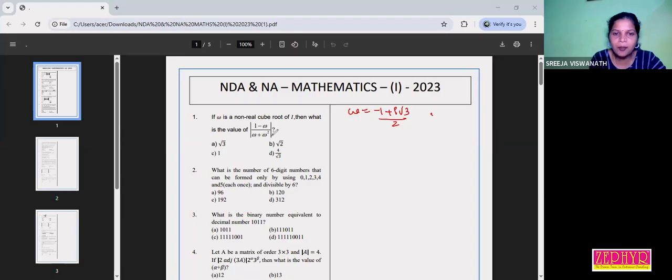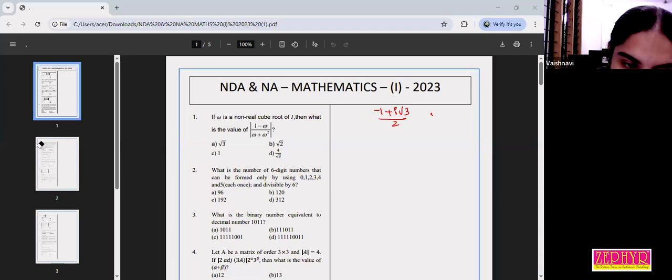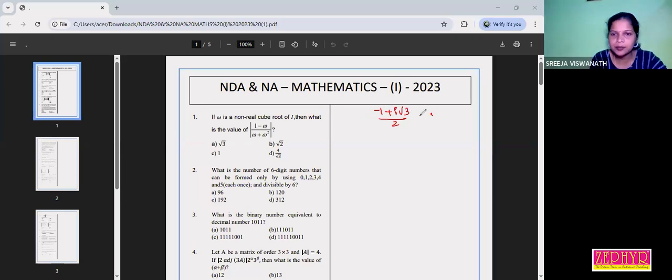First, we can find the denominator portion, omega plus omega square. What will be omega plus omega square? Minus 1. Minus 1 plus I root 3 by 2 plus minus 1 minus I root 3 by 2, that is, we get minus 1. We can also use the identity 1 plus omega plus omega square equals 0. That is, omega plus omega square equals minus 1, right?